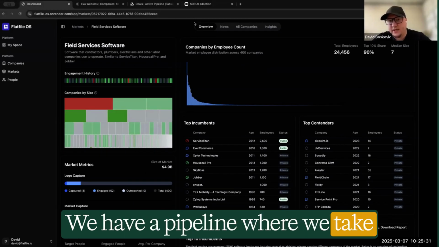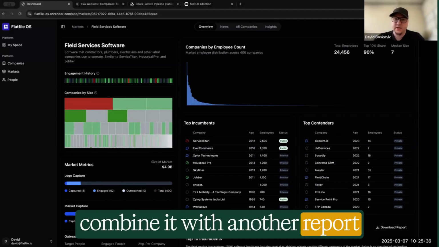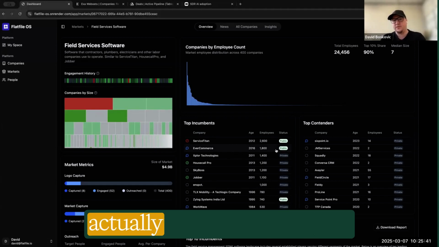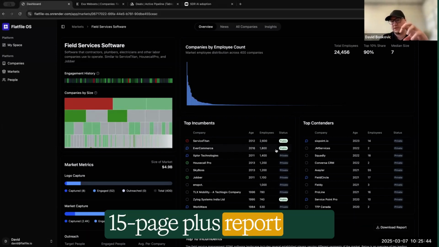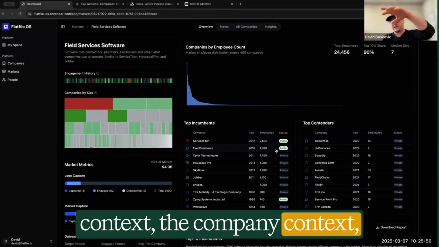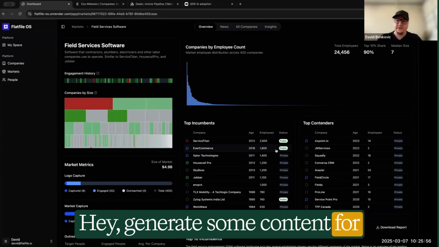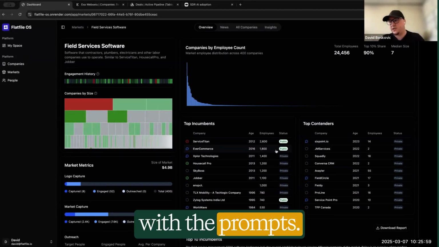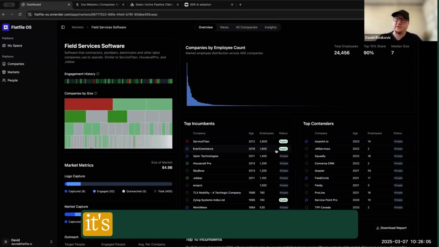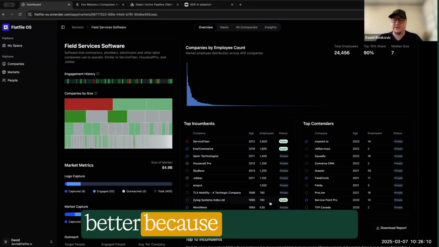We have a pipeline where we take all of the data that we've collected about the market and actually combine it with another report that is specific to the company. So before we follow up on a person at that company, we actually go and pull a similar 15-page plus report from deep research, well, actually Perplexity, on the company. So you have the market context, the company context, and then the person context. And so now that's plugged in along with a prompt that says, hey, generate some content for outbound that would do X or Y. So you can play around with the prompts. They have to include some context in the value prop and the ROI. But we've seen that the content that we've been able to produce in those pipelines is significantly better because of the context.